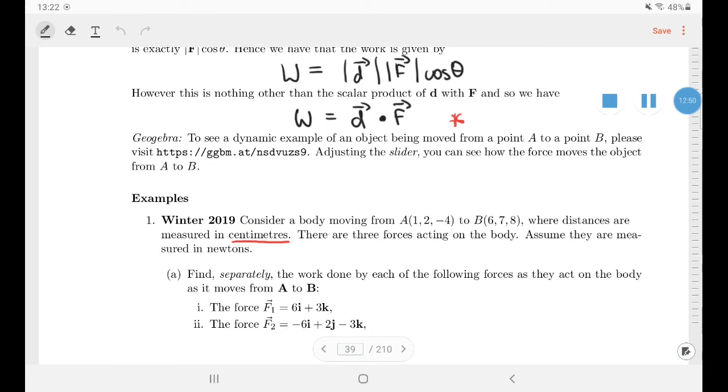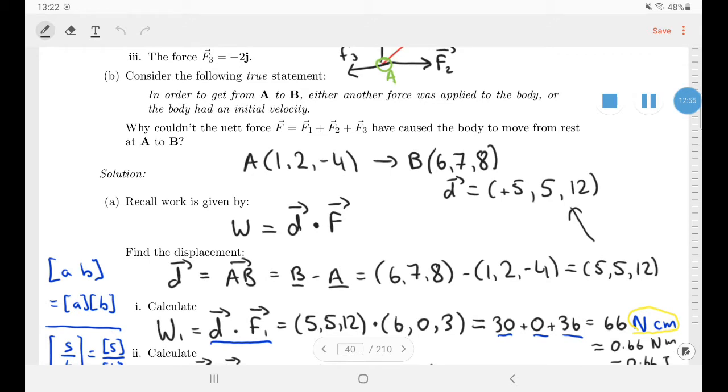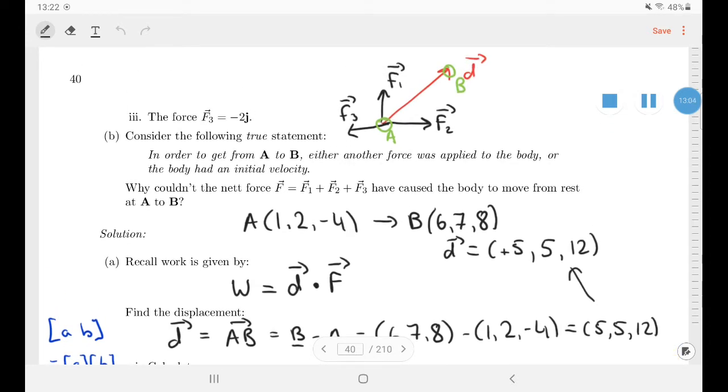And then we have another question which says, I'll be up the top here, sorry. Why couldn't the net force have caused the body to move from rest from A to B? So consider the following true statement. So I'm saying this is true. In order to get from A to B, either another force was applied to the body or the body had an initial velocity. Okay. Now, you could get from A to B without another force, because obviously if you've initial, like even with the trolleys, imagine the trolleys are moving and you do nothing at all, then they can still move from A to B.